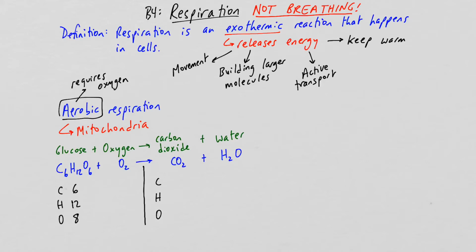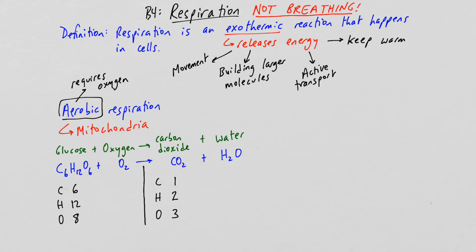And then on the products, so on the right-hand side of the arrow, for carbon, we just have the 1. There's no number here, so that's a 1. For oxygen, we have a 2, and then again, no number, so 2 and 1 is 3. And for hydrogen, we have 2.